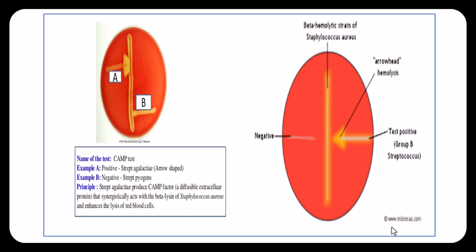So the CAMP protein is produced by the Streptococcus agalactiae and enhances the beta hemolysis of the Staph aureus, and the positive result appears like the arrow shape, while in the negative result, there is no CAMP factor and the hemolysis will not be enhanced, which indicates Streptococcus pyogenes. So the principle is Streptococcus agalactiae produces the CAMP factor, an extracellular protein that enhances the beta hemolysis of the Staph aureus on blood agar, while the pyogenes don't have the CAMP factor.